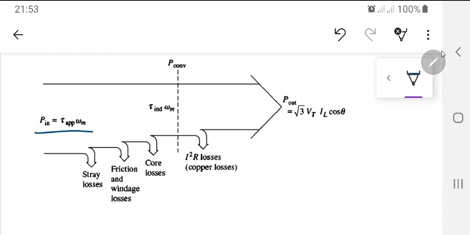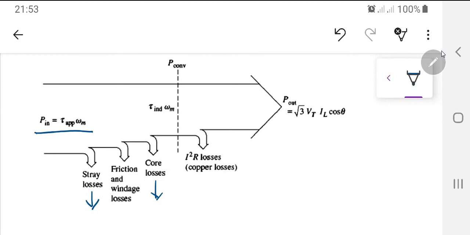Omega m is actually the speed. Then there are some stray losses, as you already know, which can be because of the aging of the bearing or the aging of the winding, or maybe any other intermittent error. Then there are friction and windage losses because the rotor is moving at a very high speed. There are bearings, there is always air friction present, and then certainly, as we all know, it's a machine, so it's always going to have core losses.